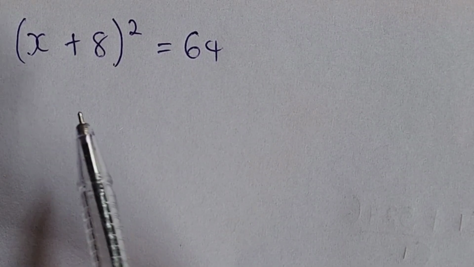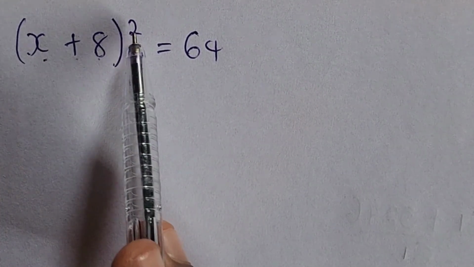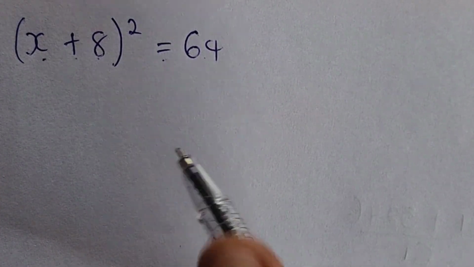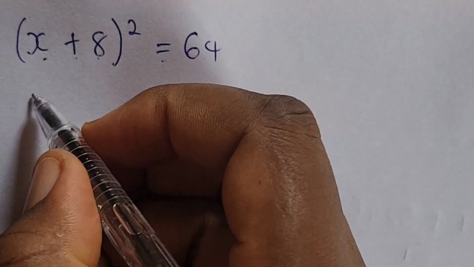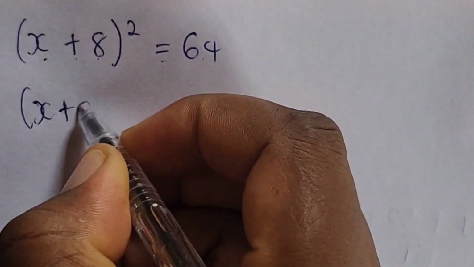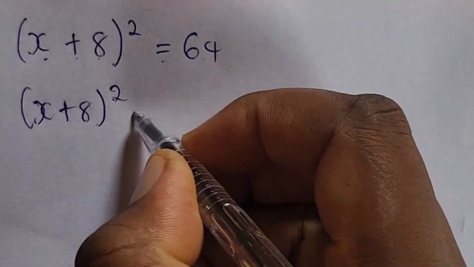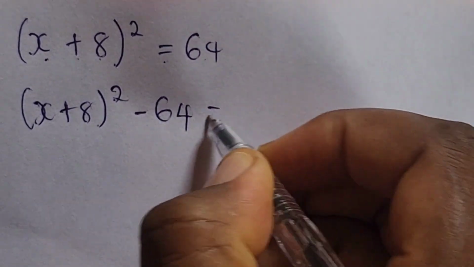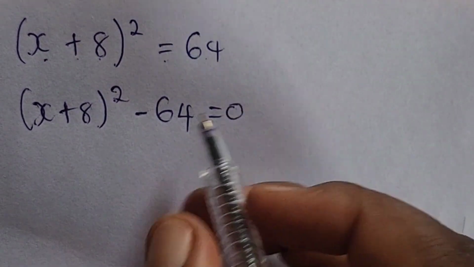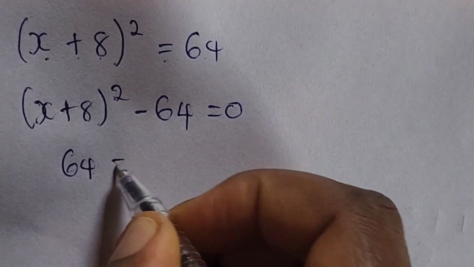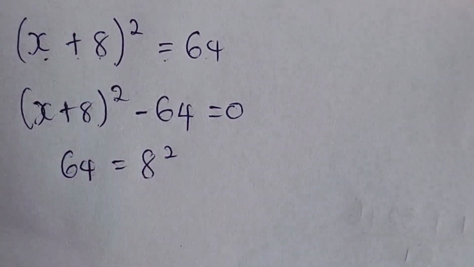Let's solve this problem together. We have (x + 8)² equal to 64. So from here, let's move our 64 over to the left to have (x + 8)² − 64 equal to 0. So let's recall that our 64 is the same as 8 to the power of 2.